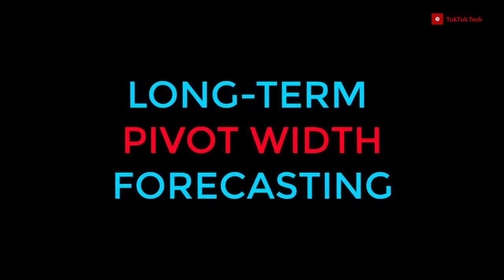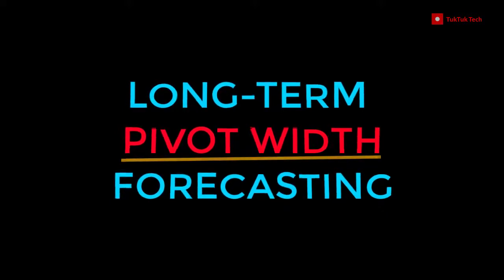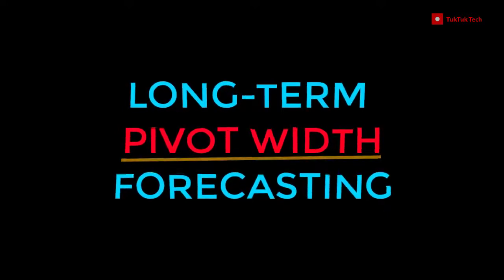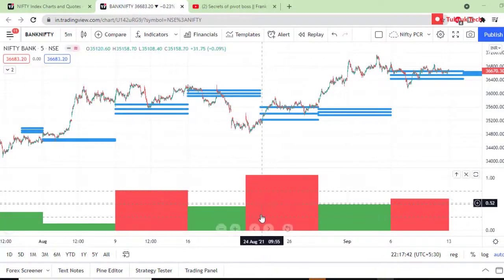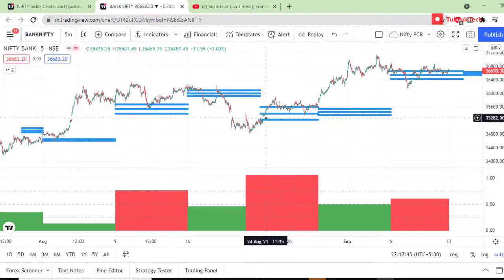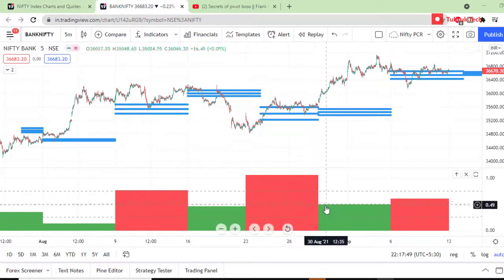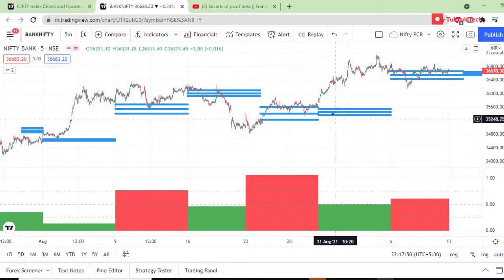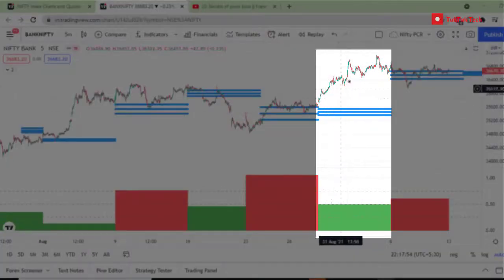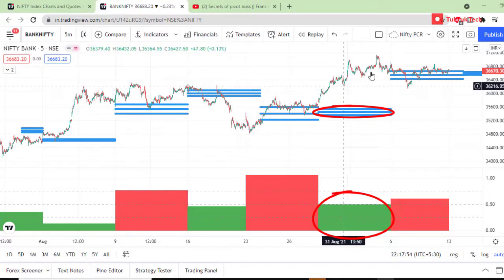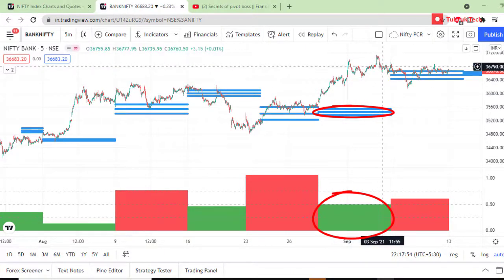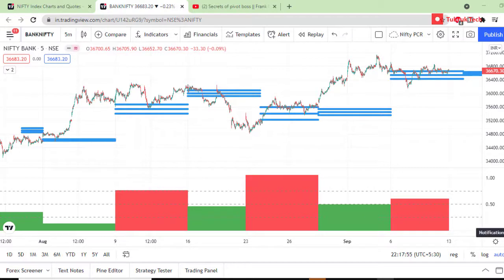Today, we will be covering the topic: long-term pivot width forecasting. Forecasting price movement via pivot width can be a powerful practice. In fact, understanding when a market is likely to trade in a range or explode into a new trend gives you a huge advantage and can be the crystal ball that guides your trading for a typical day, month, or year.